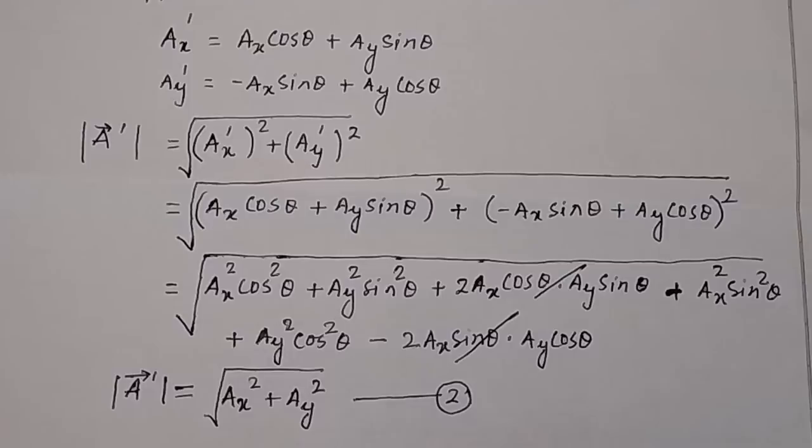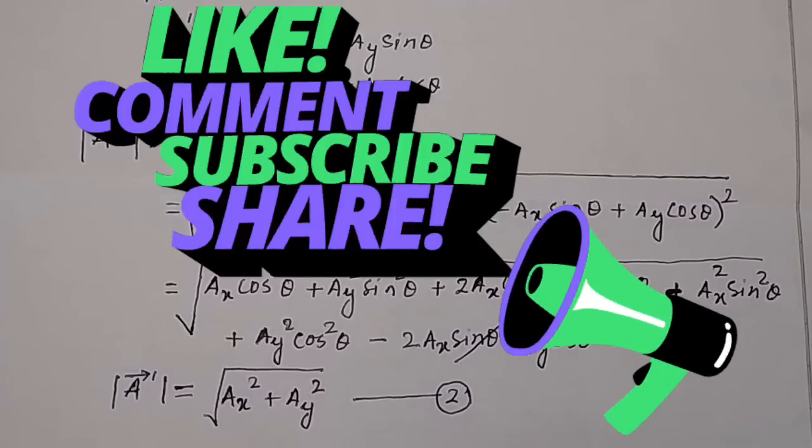So in this way you can prove that the magnitude of the vector remains unchanged under rotation. And the simple physics is that the magnitude of a vector is a scalar quantity, so it must be invariant, or it must not be changed under rotation.